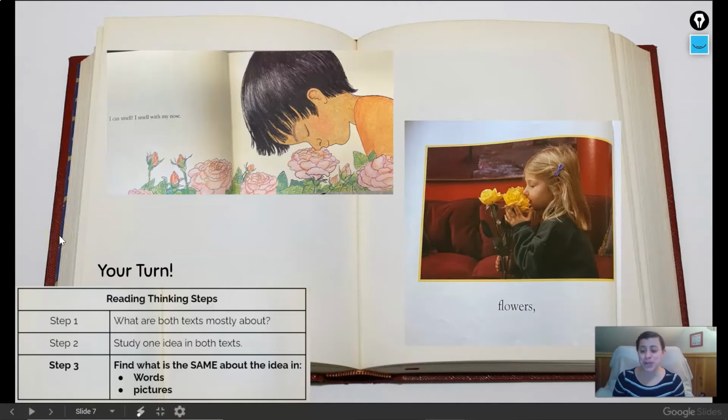In a moment, your teacher is going to pause the video, and I want you to look at these pages from My Five Senses by Aliki and My Five Senses by Margaret Miller. I want you to talk about what you see in each picture, what objects are in both pictures, and what pictures are shown about the senses. So what do you see in the picture? What do you see in both pictures that are the same? And what sense are they using in both pictures?